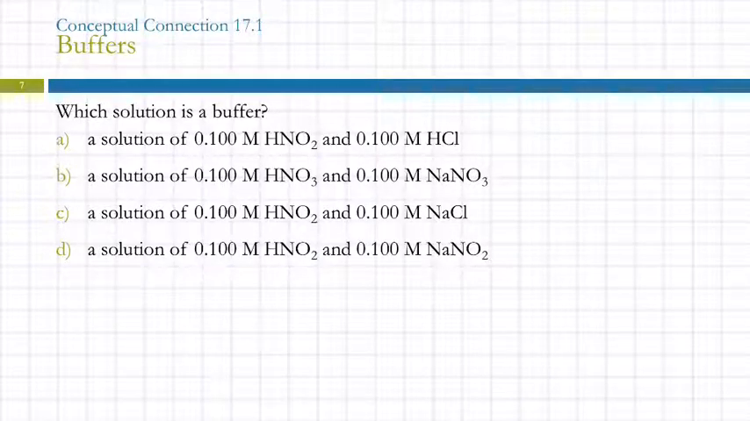So we need to be able to identify what a buffer is. Here we have 4 choices. Which solution is a buffer? Well, what are we looking for? A weak base and its conjugate acid, or a weak acid and its conjugate base. Let's start up here. Is HNO2 a weak acid? Yeah, that's a weak acid. How about HCl? That's a strong acid. So here we have a weak acid and a strong acid, so that's not going to work.